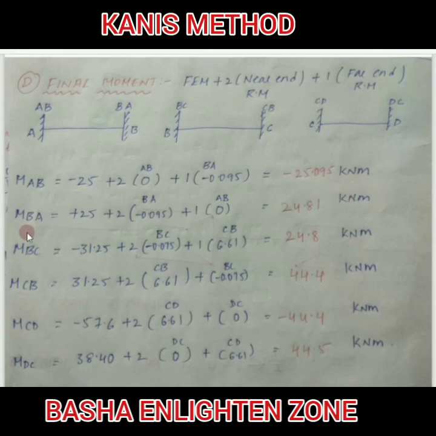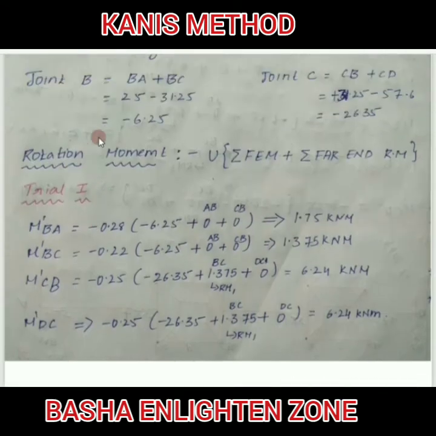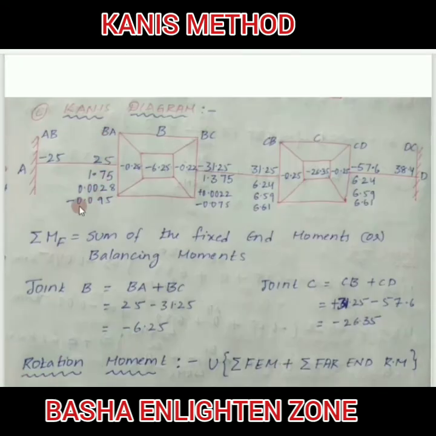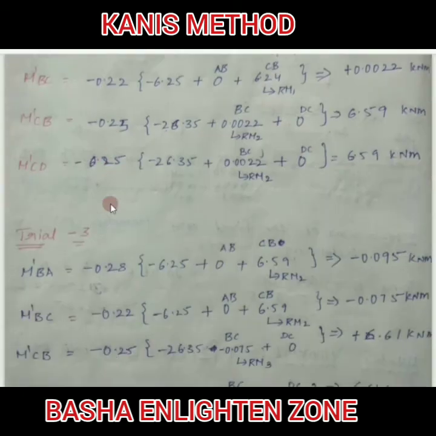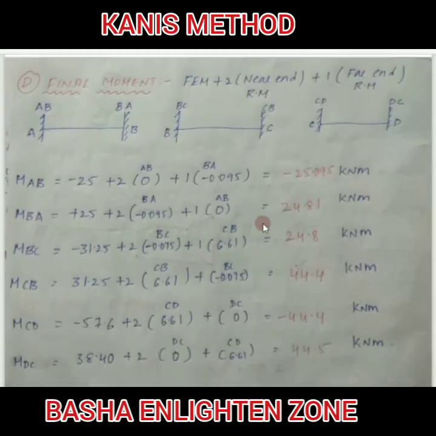Similarly, friends, if you go for MBA, the fixed moment will be equal to 25 plus 2 into its near end rotation moment for BA. BA itself is the near end, that will be minus 0.095, plus far end rotation moment equal to 0. Simplify that and you will get 24.81 kilonewton meter. Okay, so I will show you all these 4 also, but you please remember this formula.